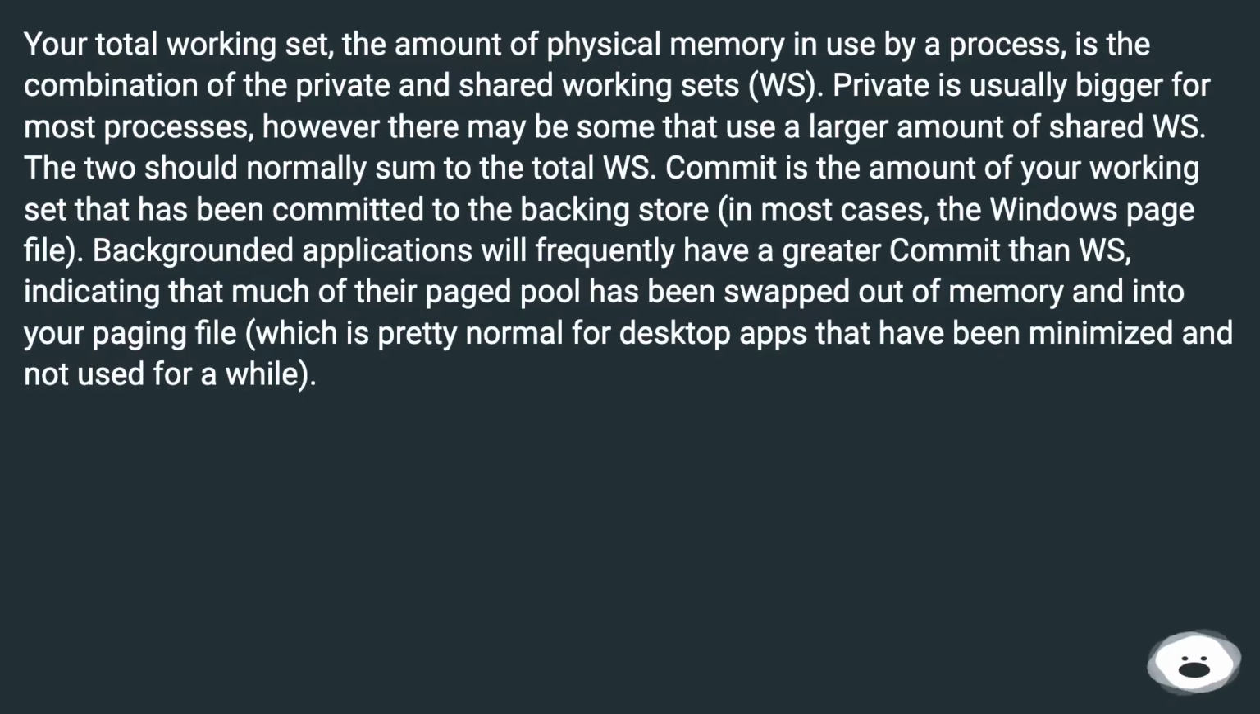Your total working set, the amount of physical memory in use by a process, is the combination of the private and shared working sets, WS. Private is usually bigger for most processes, however there may be some that use a larger amount of shared WS. The two should normally sum to the total WS.